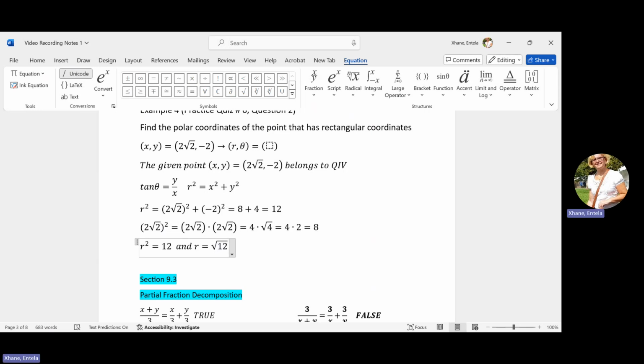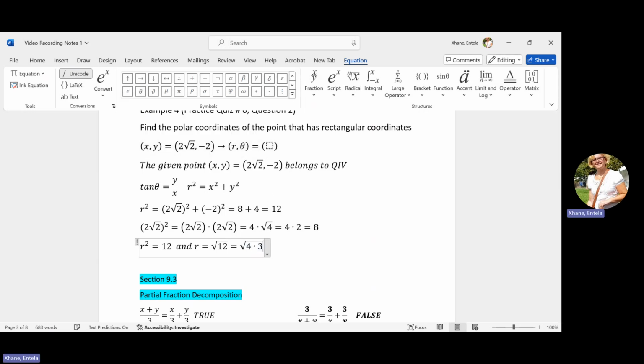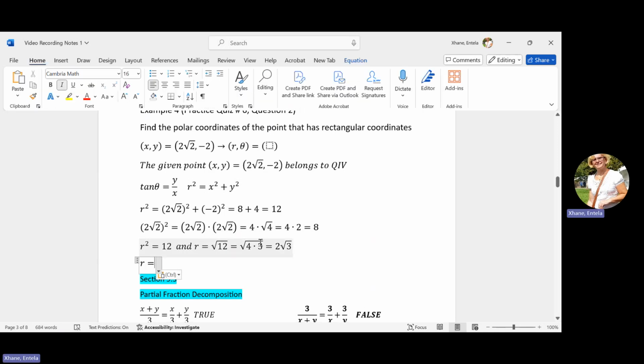And then if I simplify this, this is where you need some algebra skills with all these square roots. So this is the square root of 4 times 3, the square root of 4 is 2, and then 3 is going to continue to stay inside as radical 3. So far we have r equals 2 square root of 3.